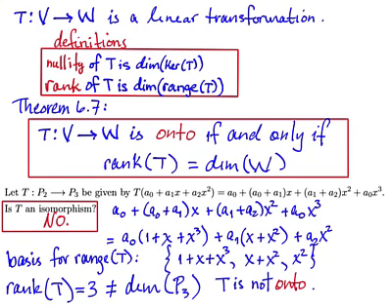All right. We've defined 1-to-1, we've defined onto, and we've defined isomorphisms. And we've defined the nullity of a transformation and the rank of a transformation. And we've done a few examples.